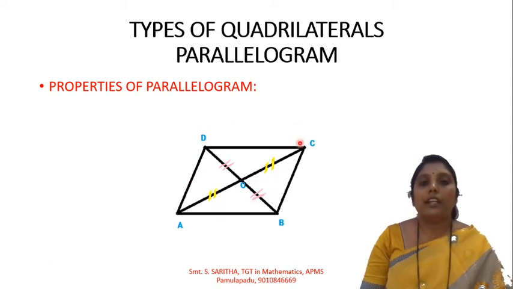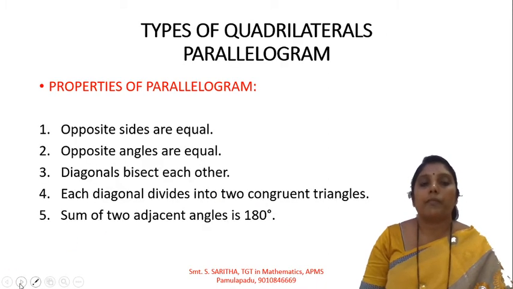Also, when you draw two diagonals in a parallelogram, we find that the two diagonals bisect each other. That is, AC divides BD into two equal parts and BD divides diagonal AC into two equal parts. That is, AO is equal to OC and DO is equal to OB.